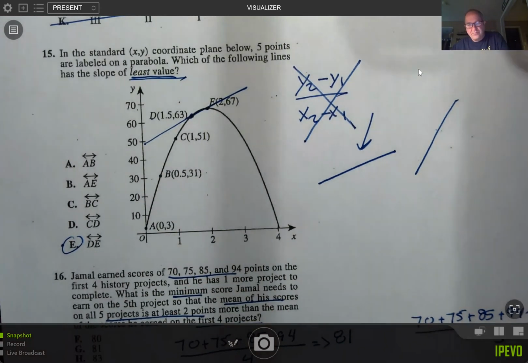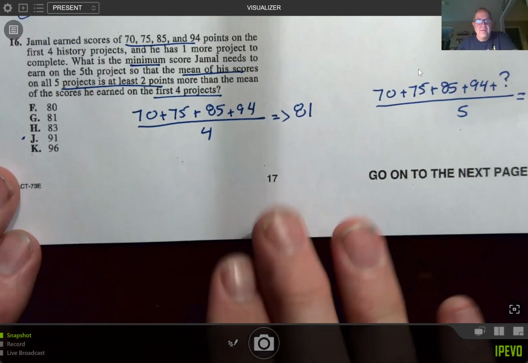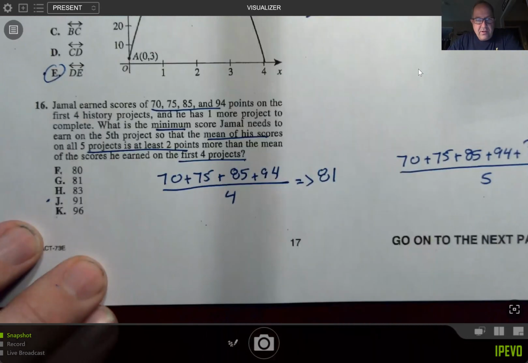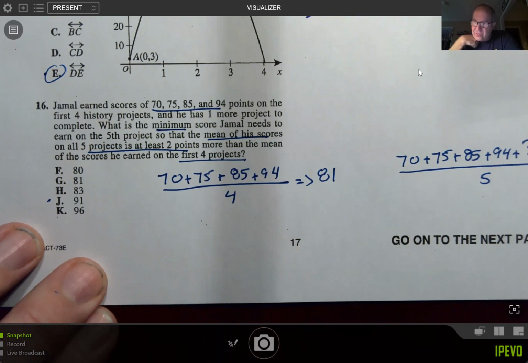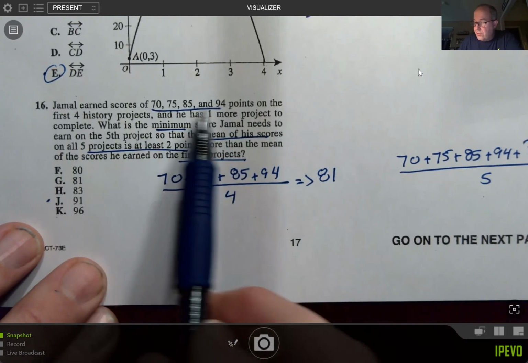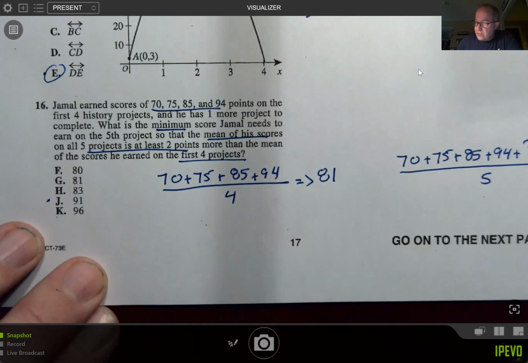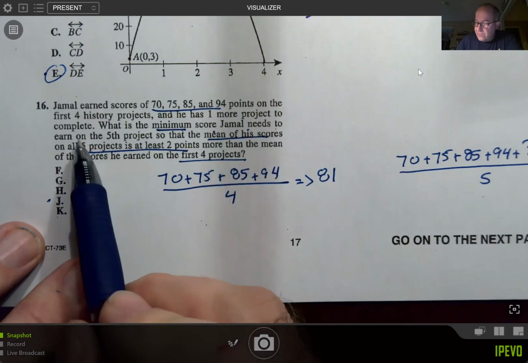All right. Now, time for a little technique here. We're not going to do algebra to solve number 16. I'm sure some people did, and that's great. I'm glad you did. ACT really doesn't want you to do algebra. They want you to recognize patterns and go quickly. So it says Jamal earned these scores on projects. That's pretty good. Jamal's scores are going up. That's great. And the question is, what's the minimum score Jamal needs to earn on the 5th project?